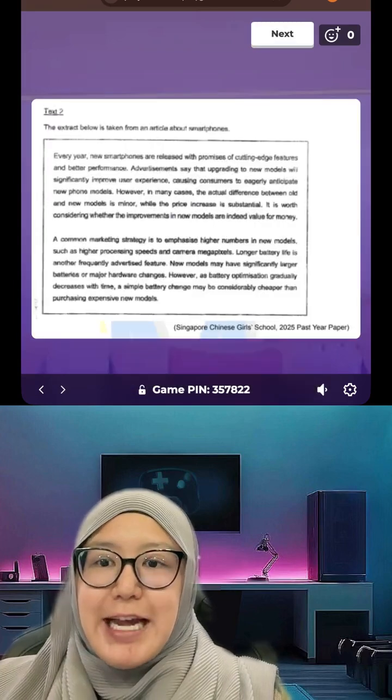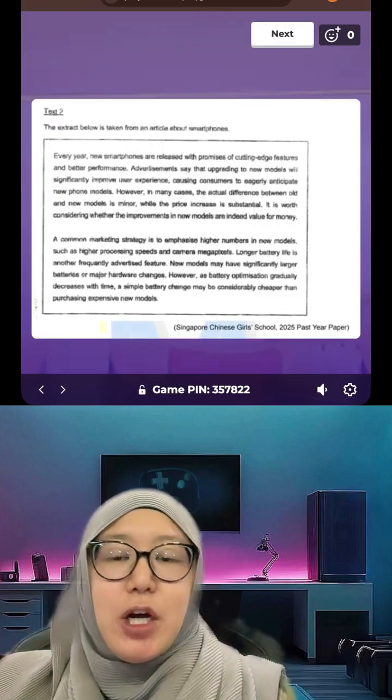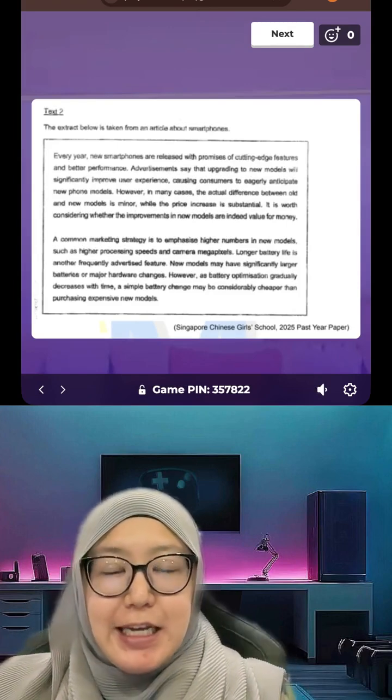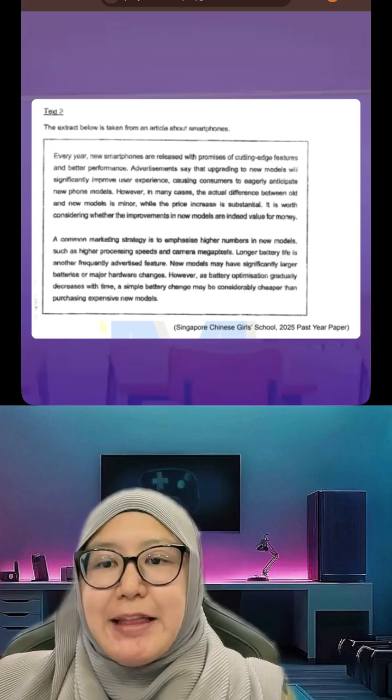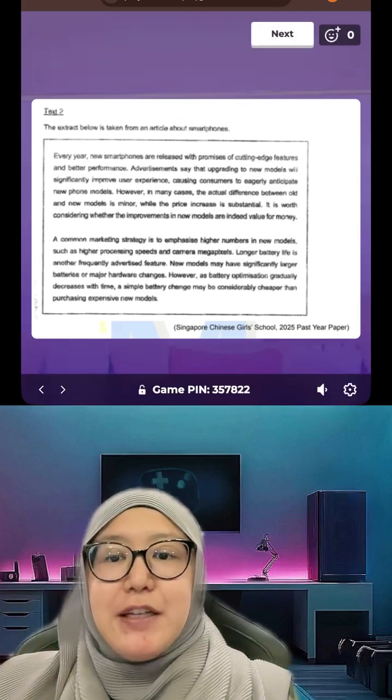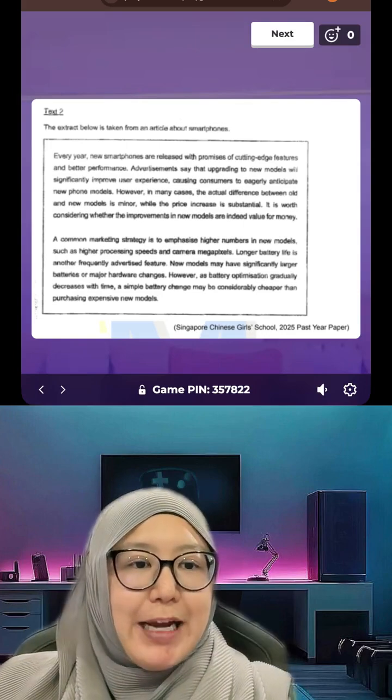Next, text 2. Every year, new smartphones are released with promises of cutting-edge features and better performance. Advertisements say, I assume that is a scam.